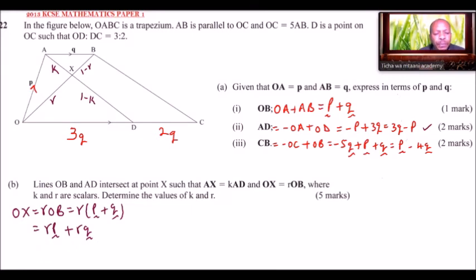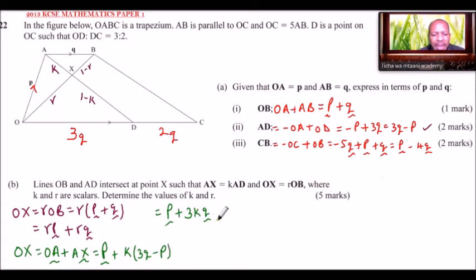Again, we come now to OX again. We can say it is equal to, follow this route, OA. So it is OA plus AX. We already know that OA is P, so we can replace that with P, plus AX is a fraction, K of AD, but we already have AD here. So we say it is K, we replace AD with 3Q minus P, and we can come here and say this is equal to P, a vector, plus, when you open the bracket, it will be 3KQ, and then we have minus KP.